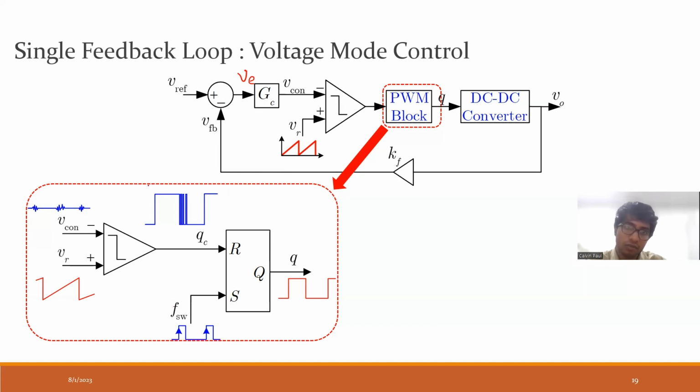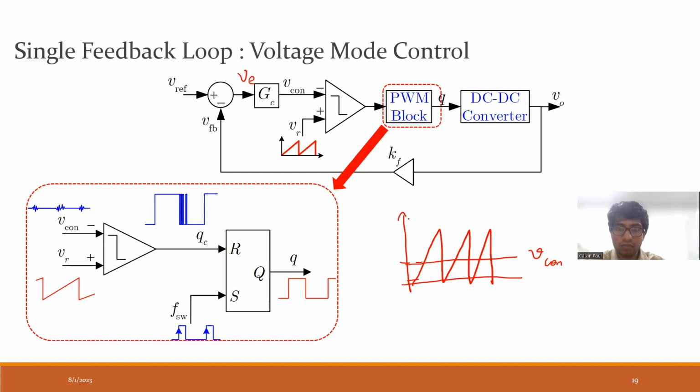So this error voltage gets converted into a control value, control signal. If there are certain fluctuations, okay, let us consider no fluctuation. Let us assume this is my ramp signal. So it's coming like this. Okay, this is the VR signal, and this is my control value. So whenever this VR, the ramp is VR, whenever VR is greater than VCon, what will happen? This will be 1.